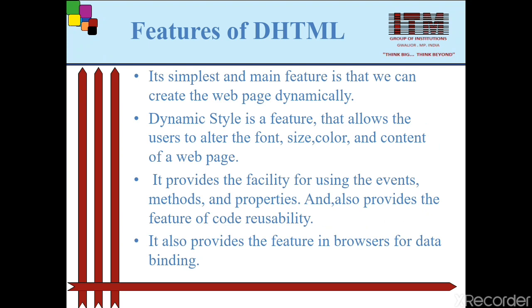There are some different features of DHTML. So the next topic is features of DHTML. Its simplest and main feature is that we can create the web page dynamically. Dynamic style is a feature that allows users to alter the font, size, color and content of a web page, and it provides the facility for using events, methods and properties, and it also provides the code reusability feature, means we can reuse the code, and it also provides the data binding concept.